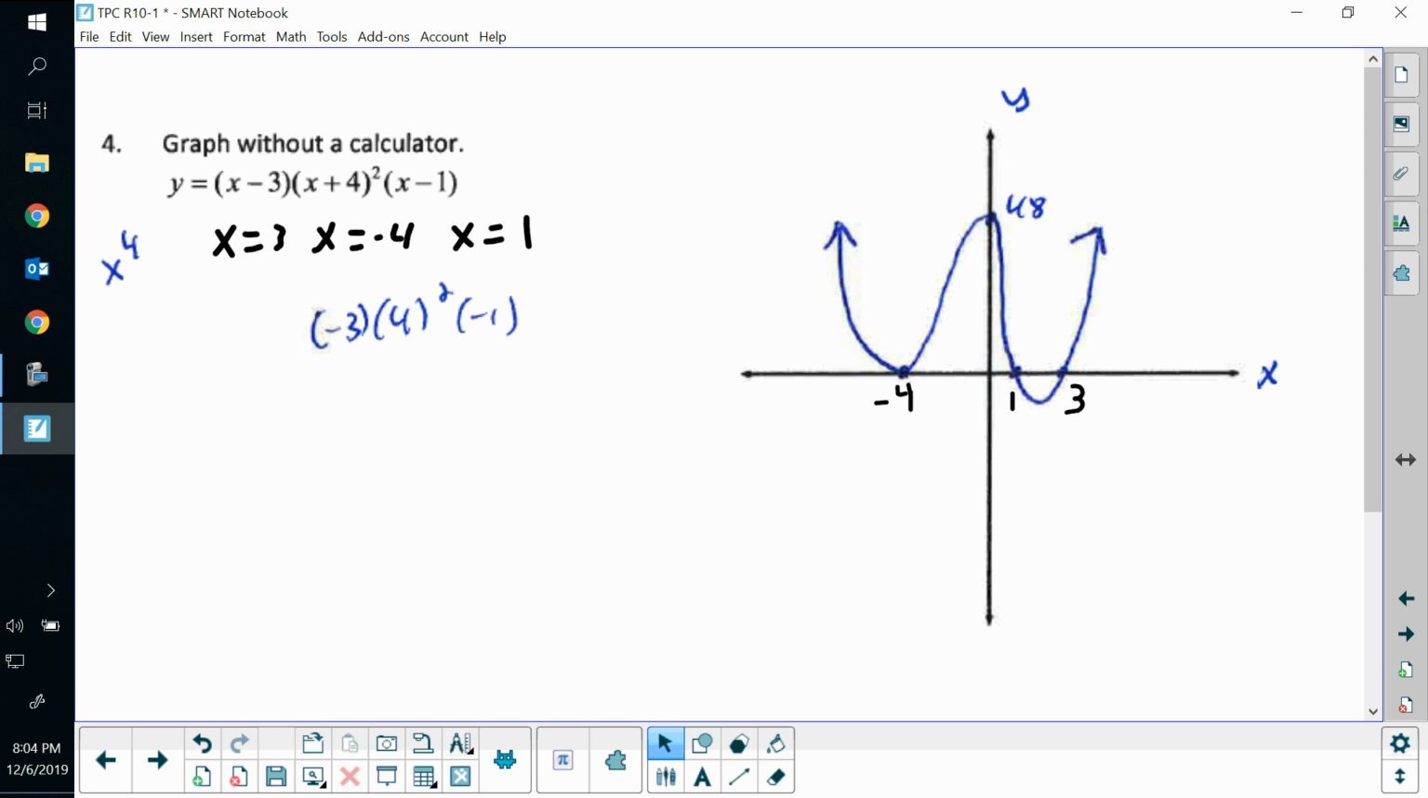To find your y-intercept, put 0 in for all the x's. We get those things in parentheses there. If we multiply that out, we get +48. That's our y-intercept. And if you multiplied everything out, your first term would be a positive x to the 4th.